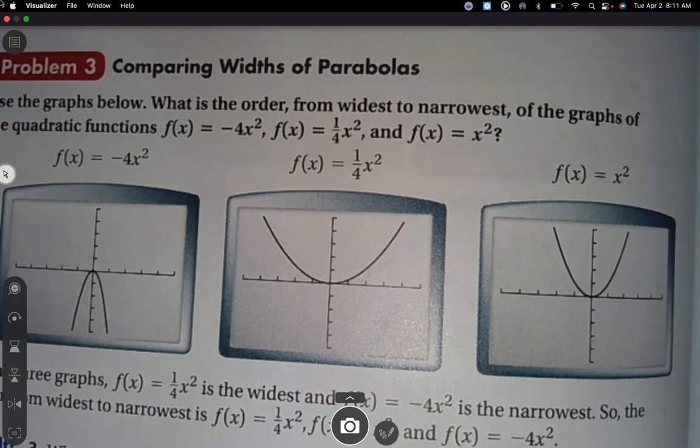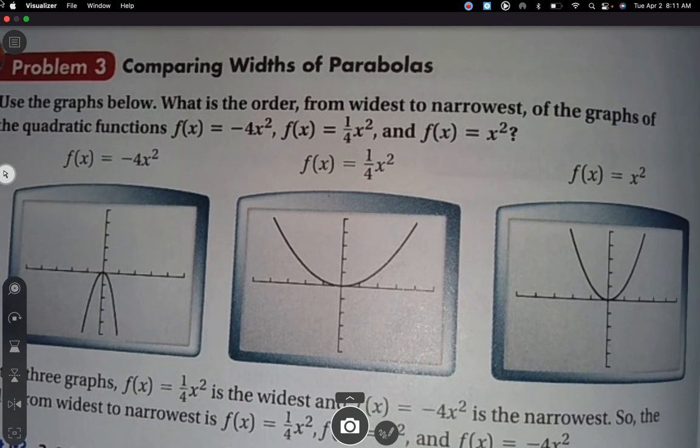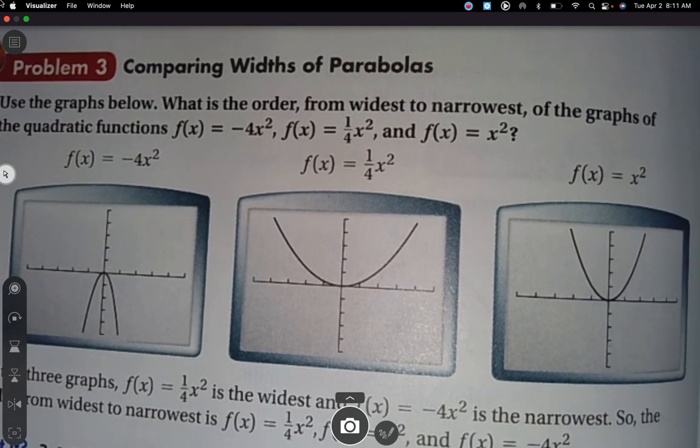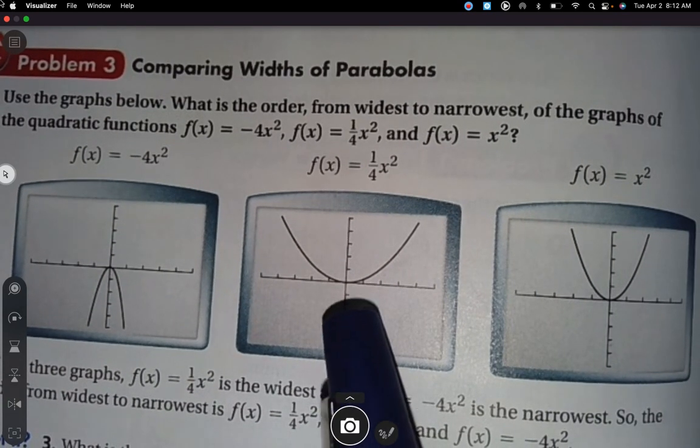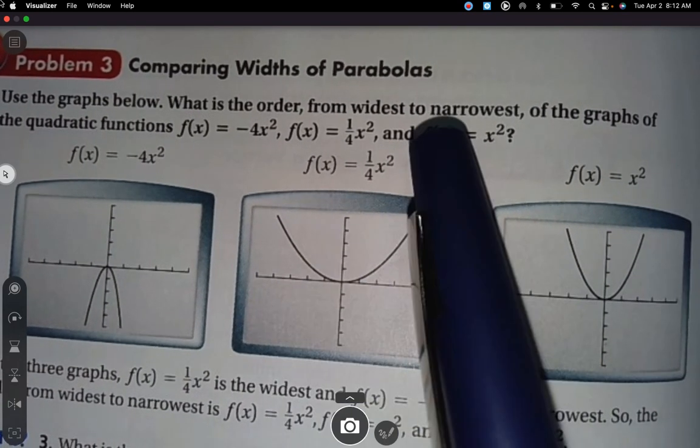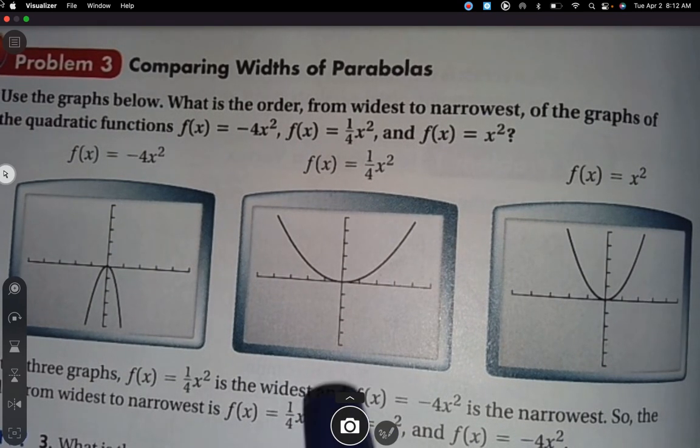Ignore all the words underneath. Just look at the picture. So which one of those looks like it's the widest? The one in the middle, this one, and that's the 1/4. Okay? If that number's between 0 and 1, it's going to be wider.